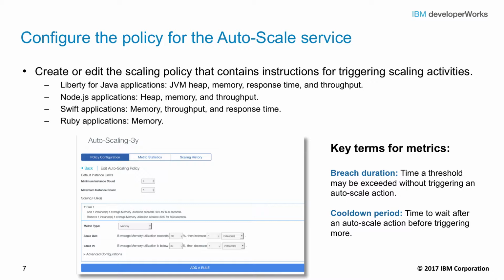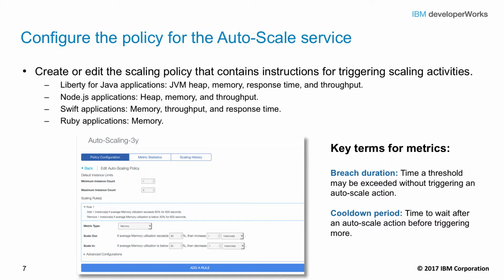Bluemix DevOps includes an auto-scaling service for Cloud Foundry runtimes. The auto-scaling service performs horizontal scaling operations only. To use it with an application, deploy it from the catalog, bind it to the application, and set a scaling policy. A scaling policy is composed of rules that contain instructions for triggering scaling activities.